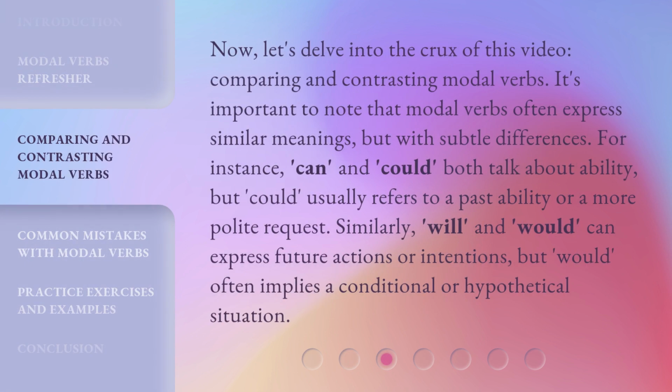Now, let's delve into the crux of this video, comparing and contrasting modal verbs. It's important to note that modal verbs often express similar meanings, but with subtle differences. For instance, can and could both talk about ability, but could usually refers to a past ability or a more polite request. Similarly, will and would can express future actions or intentions, but would often implies a conditional or hypothetical situation.